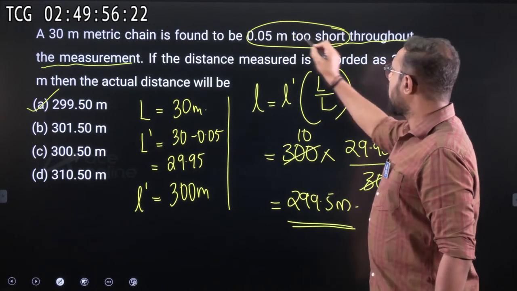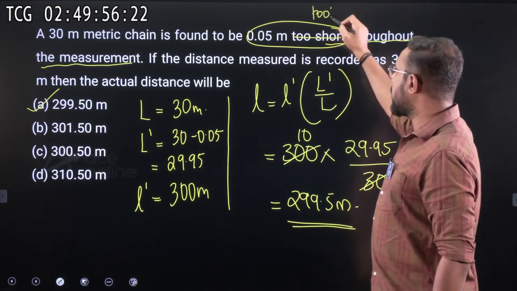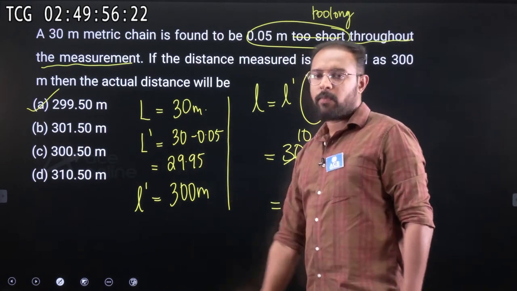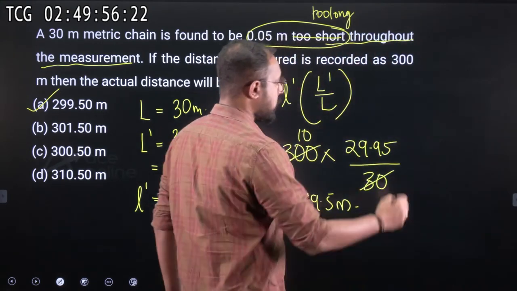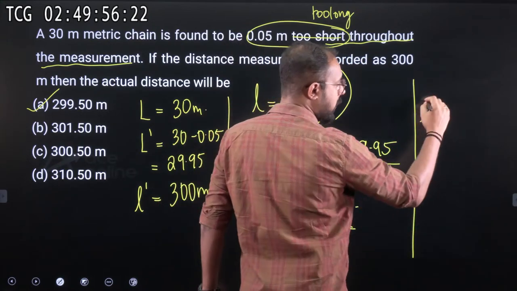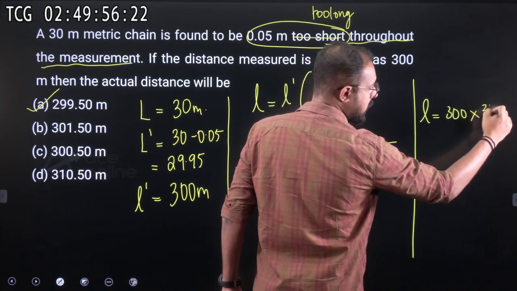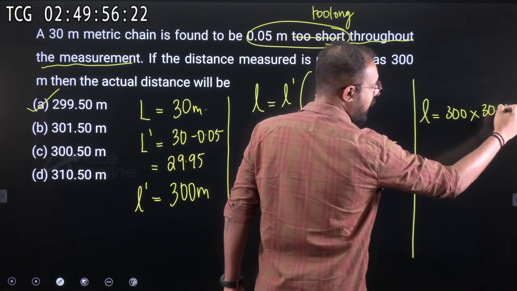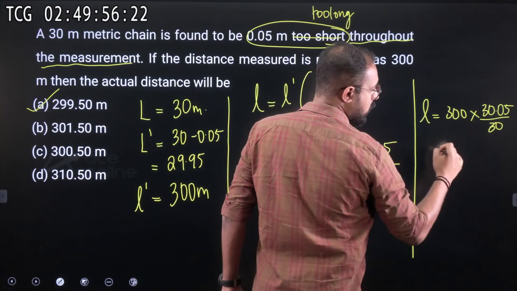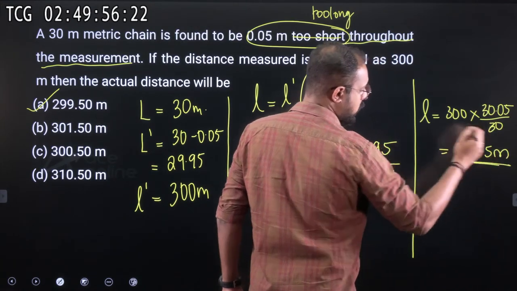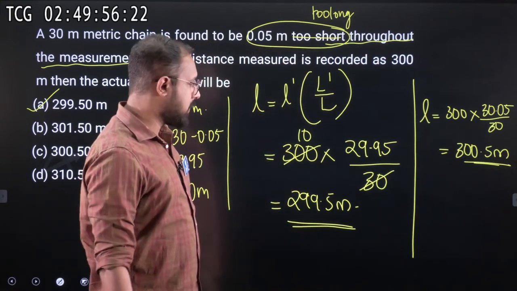Now what if it is too long? The second question will be like this: what if it is too long? Too long means we have to do 30 plus 0.05. So what will be the answer? If it is too long, the correct length would be 300 into L dash value, 30.05 by 30. Correct? So what is the answer I'll get? 300.5 meters. Right. So that is the second case. Please remember that.